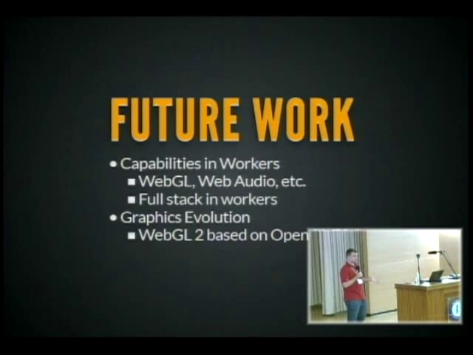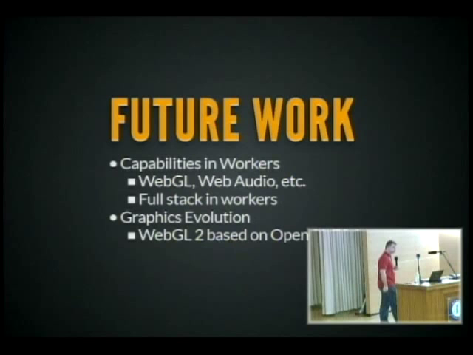And then we also want to evolve the graphics capabilities of the web, especially of Canvas and WebGL. So there's work ongoing right now on WebGL 2 based on OpenGL ES 3.0, which is the latest version of that standard that mobile chipsets that are shipping this year are just now starting to support. So we want to make sure that the web is ready once those actually start getting into the hands of users.